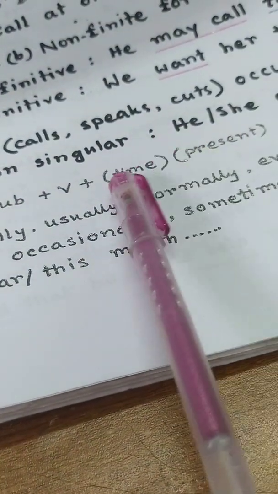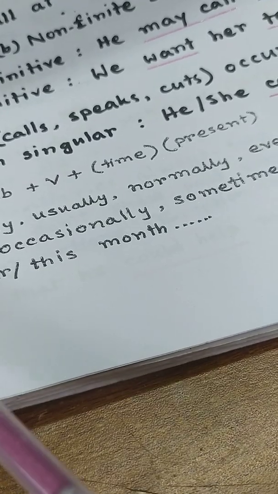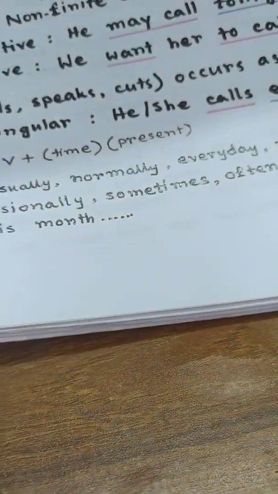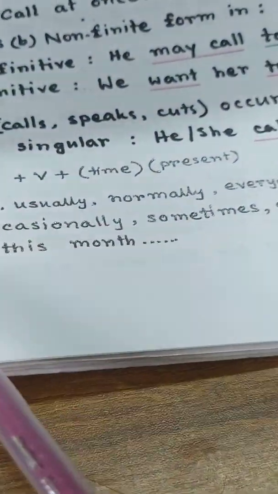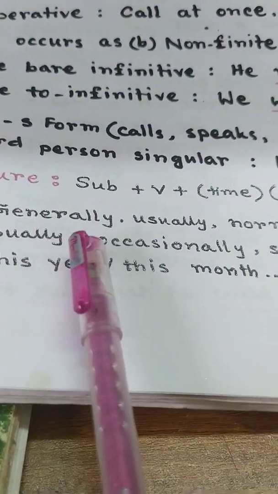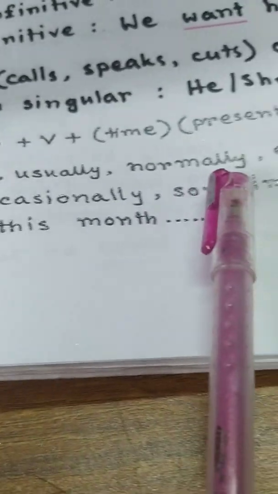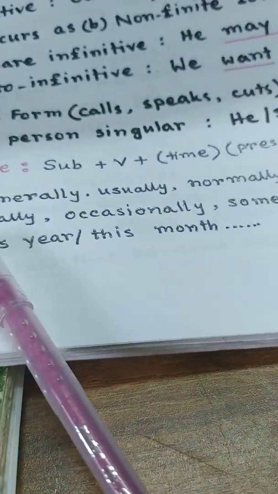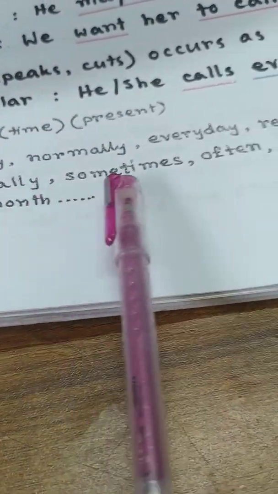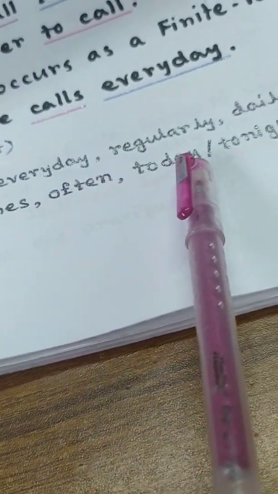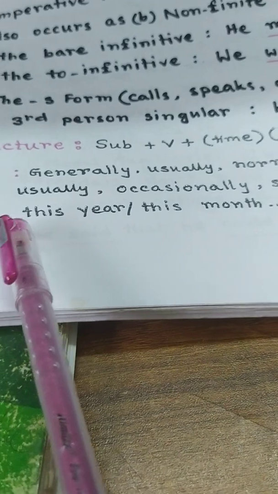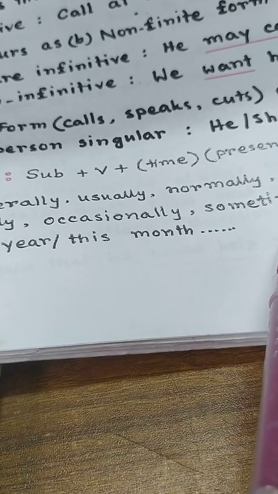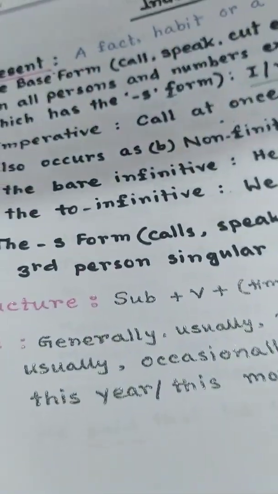Then if we come to the question of time, we have to follow some words, and that is called adverb of time. There will be mention of adverb of time. If there is generally, usually, normally, every day, regularly, daily, occasionally, sometimes, often, today or tonight, this year or this month, like this, then you can be sure that this tense is actually present simple.